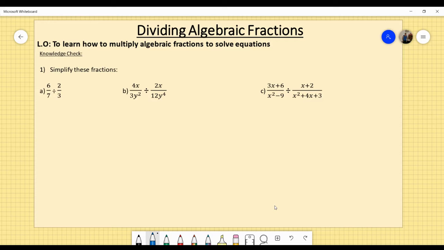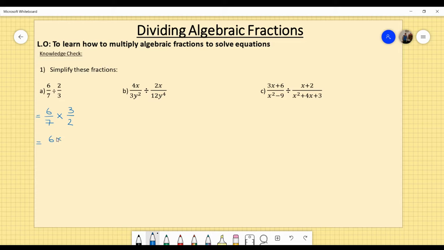Right, so hopefully you remembered how to divide a normal fraction. Often lots of you refer to it as KFC. So it's keep the first fraction the same, flip the second fraction upside down, and change the divide to a times. So we'll do that again. Keep the first fraction the same, flip the second fraction upside down and change the divide to a times, and then it becomes just like multiplying fractions that we did earlier on.